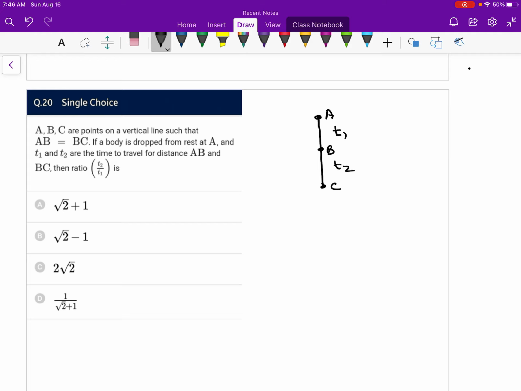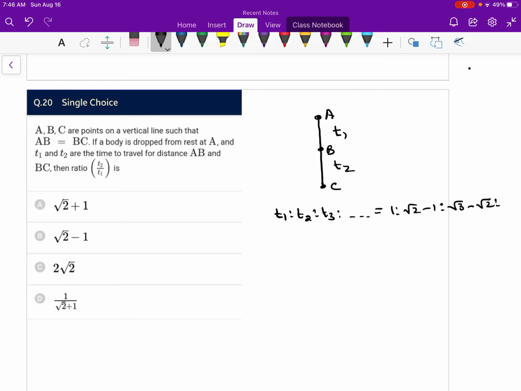So we know, starting from rest, the ratio of time taken to cover successive equal distances, T1 is to T2 is to T3 and so on, with uniform acceleration is 1 is to root 2 minus 1 is to root 3 minus root 2. You should learn this concept.